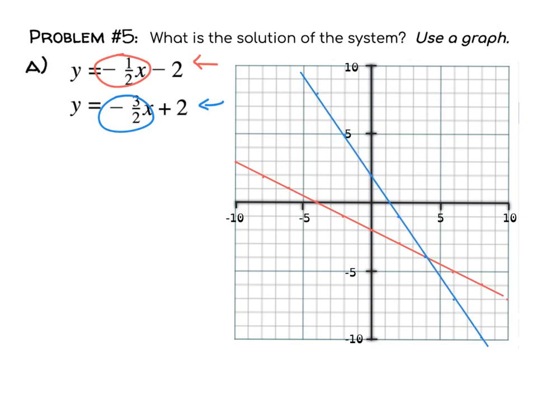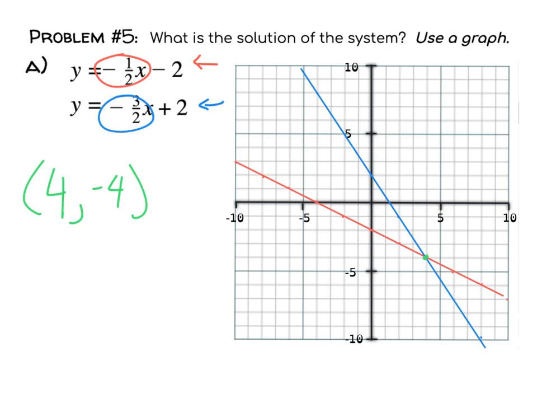And just for accuracy, I'm going to drag this a little bit to make sure that it goes through all those points. And when I do that, you see that they cross at that point right there. What are the coordinates of that point? The coordinates of that point are 4, -4. 4, -4 is the ordered pair solution where those lines cross.